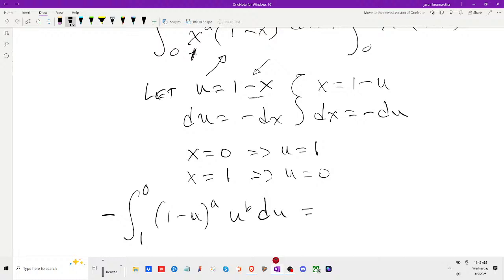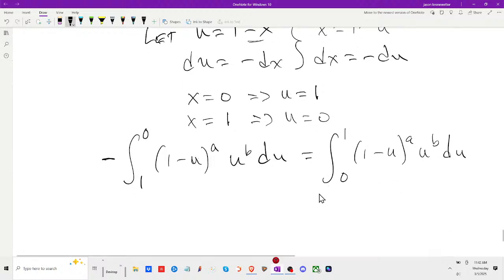Now, the negative out in front of the integral allows us to switch the bounds of the integral. So that's the same as 0 to 1 of 1 minus u to the a, u to the b du. And we know from our previous ones, that's now equal to the same thing as if it had an x in it, or a Mickey Mouse.